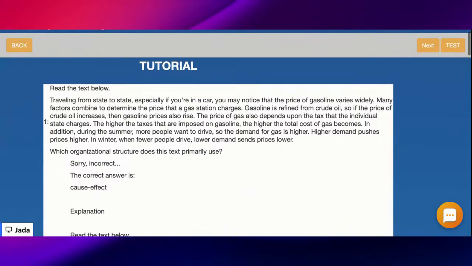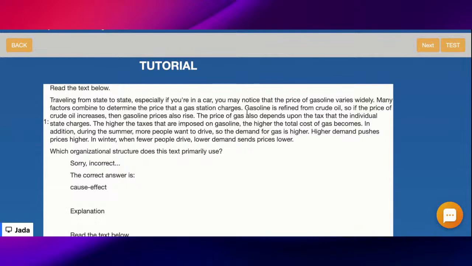We have read the text below. Traveling from state to state, especially if you're in a car, you may notice that the price of gasoline varies wildly. Many factors combine to determine the price that a gas station charges. Gasoline is refined from crude oil. So if the price of crude oil increases, then gasoline prices also rise.